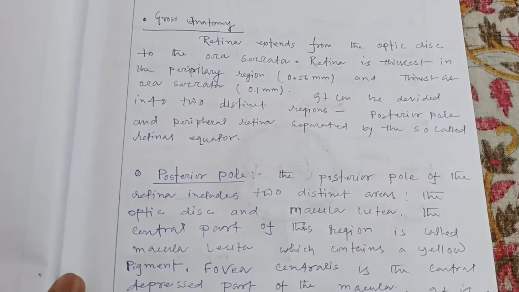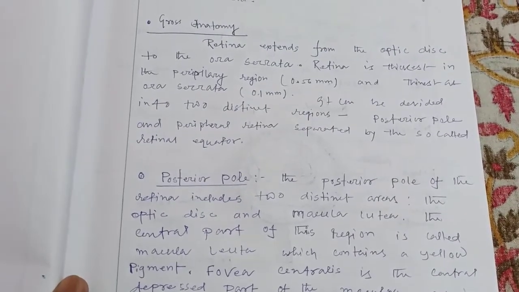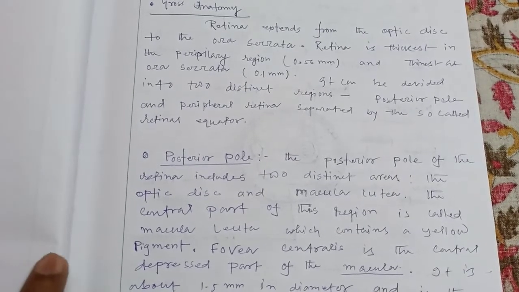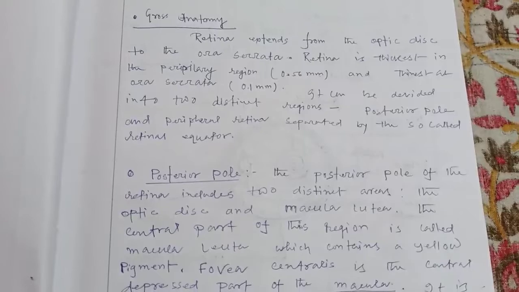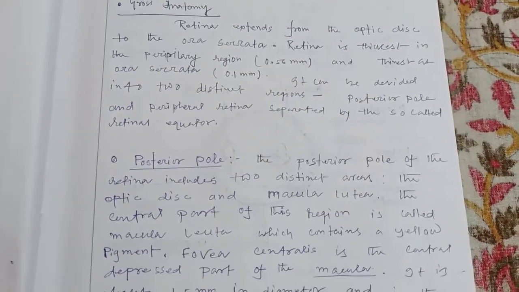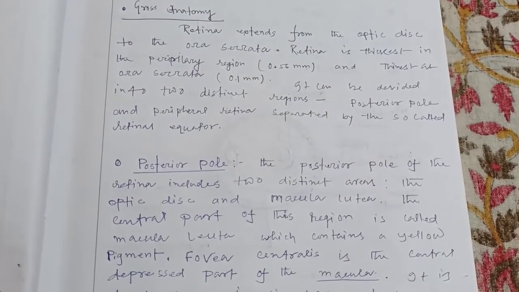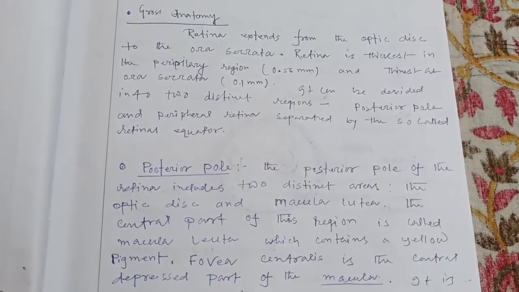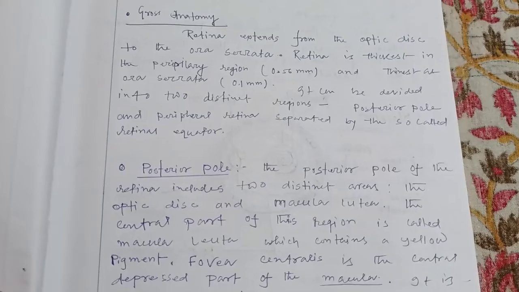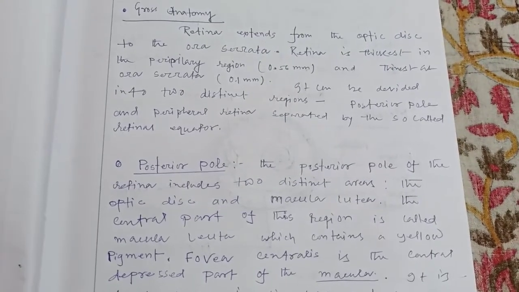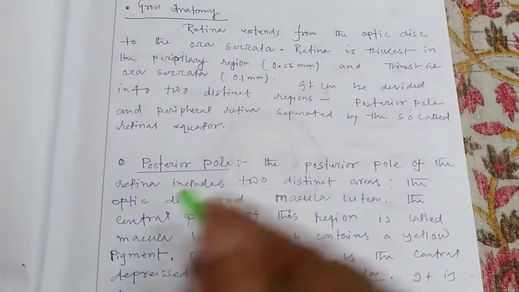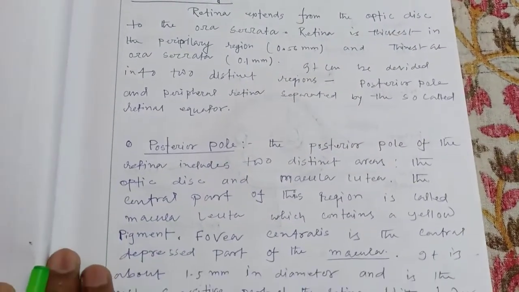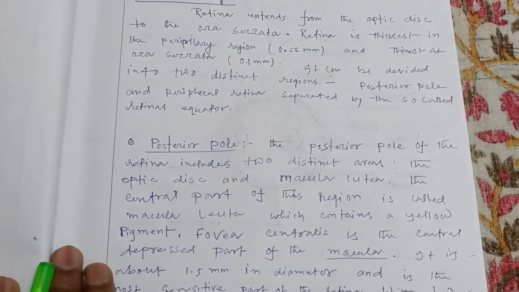একটা হচ্ছে posterior pole and peripheral retina, okay, and separated by the so-called retinal equator. Okay, তাহলে আমরা জানবো যে posterior pole. The posterior pole of the retina includes two distinct areas. Okay, the optic disc and the macula lutea, যেটা আমরা কি বলি। The central part of this region is called macula. তাহলে আমরা সেন্ট্রাল পার্টটাই কি বলবো, macula lutea, which contains a yellow pigment.